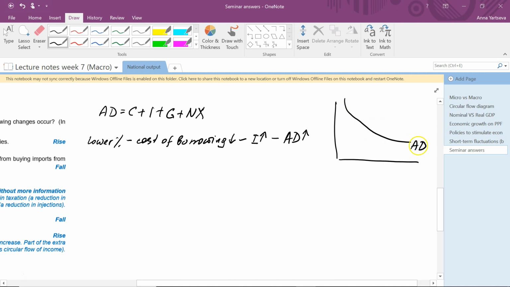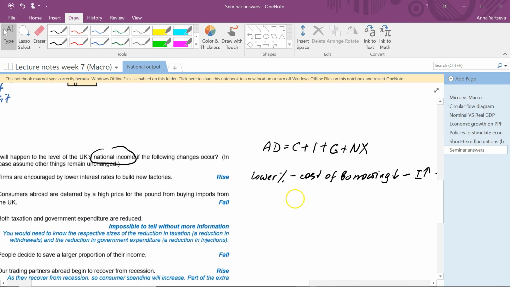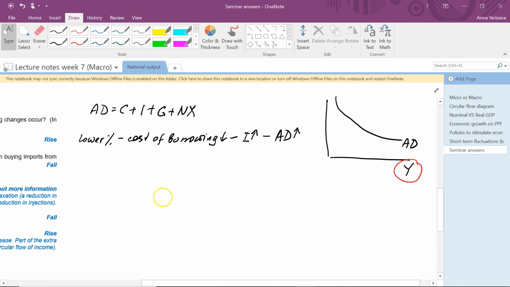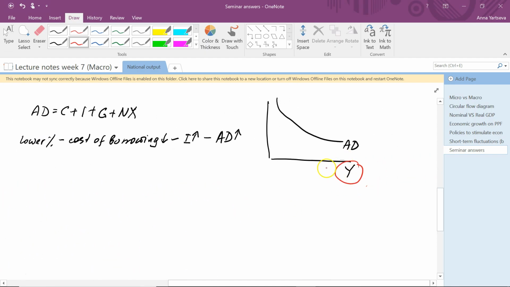If this was our aggregate demand, this was our national income, and this was actually our variable in question. We've been asked to illustrate the effect on national income. What will happen to national income? Remember, this is the same as national output, the same as national expenditure, and the same as GDP. So all measures of output are plotted along horizontal axis. And there was a separate video lesson explaining why this is the case, right? And we also have price level along vertical axis. All other things remain unchanged.